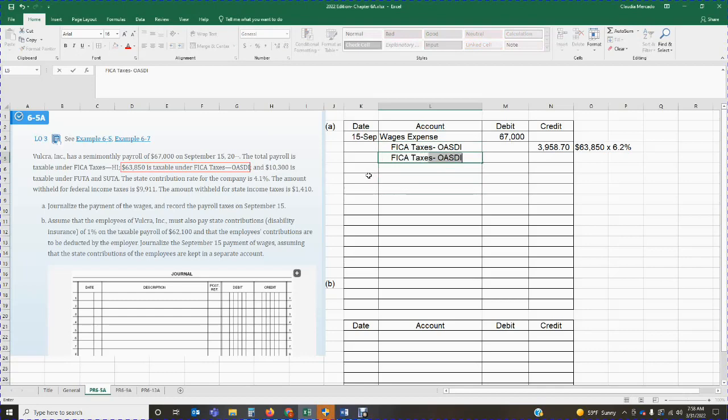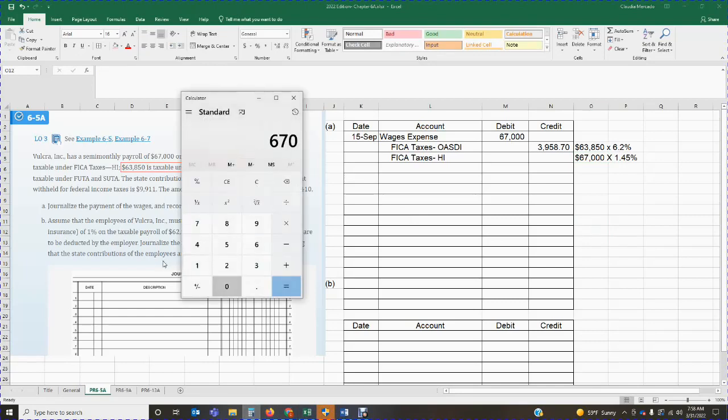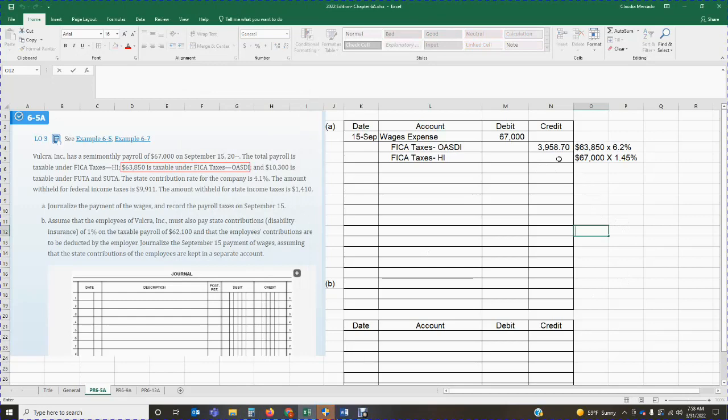Okay. Next, we have FICA taxes, HI. Now, for HI, it says that the total payroll is taxable under FICA taxes HI. The total payroll is $67,000. My HI rate is 1.45%. So it's 67,000, the entire wages, times 1.45%. That gives me 971.50. So we're going to put that under the credit, 971.50. This is also a liability. We owe that money for FICA taxes HI.